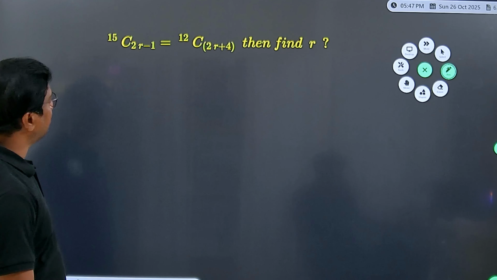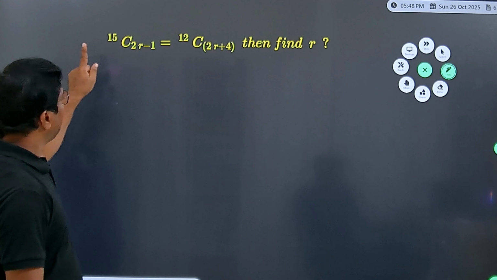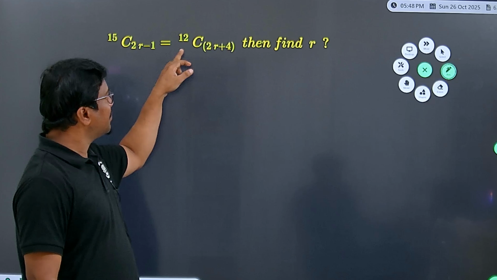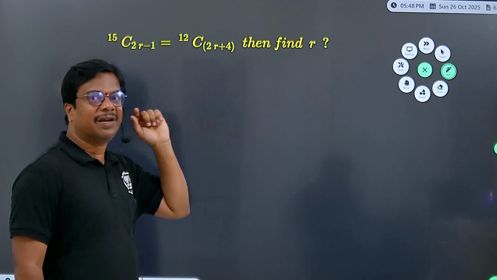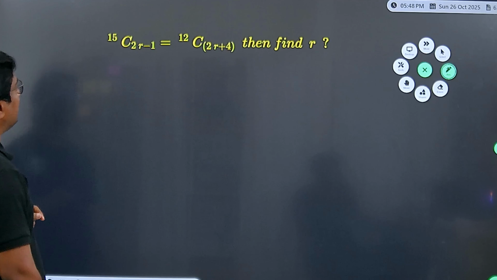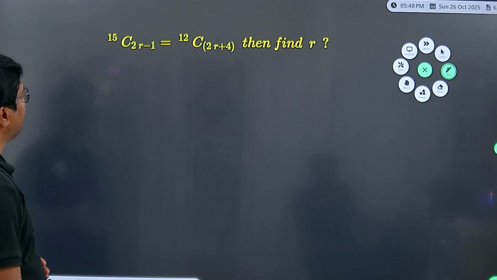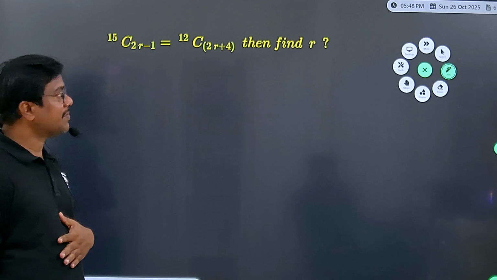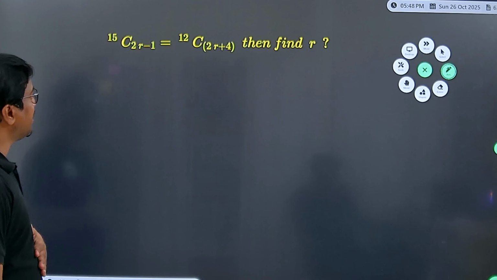Let us see this question. 15C 2R minus 1 is given as 12C 2R plus 4. Then find the value of R. This is the question. Here 15C 2R minus 1 is given as 12C 2R plus 4.